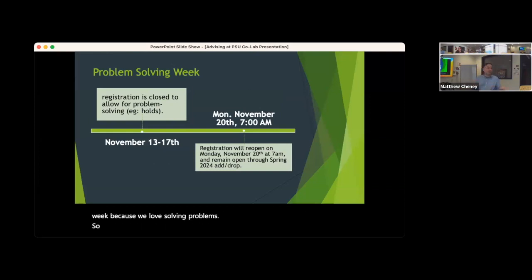Yeah. And the biggest problem is financial holds. That's number one. Students won't realize they have a financial hold. They'll go to register for classes, and they can't register.